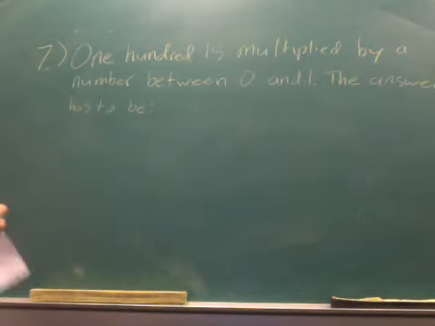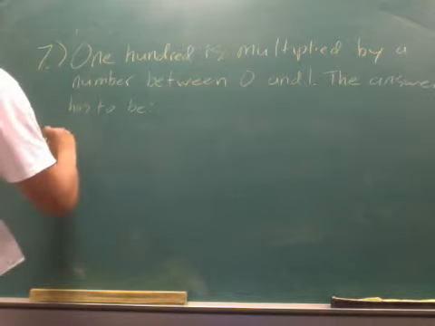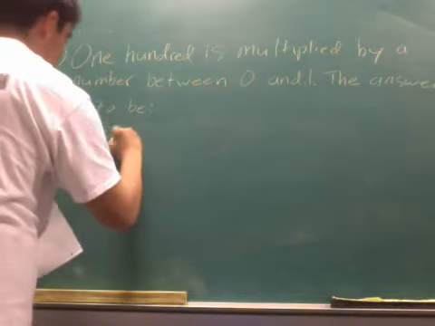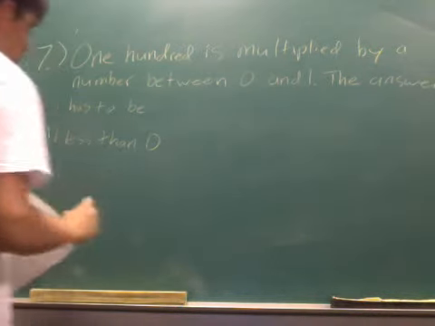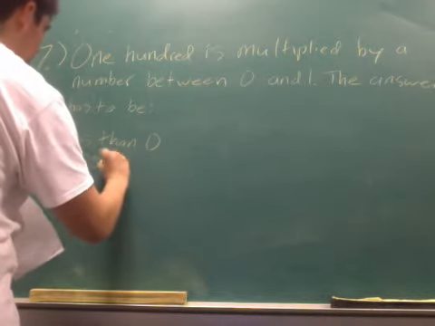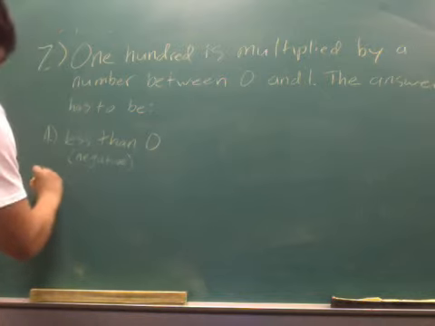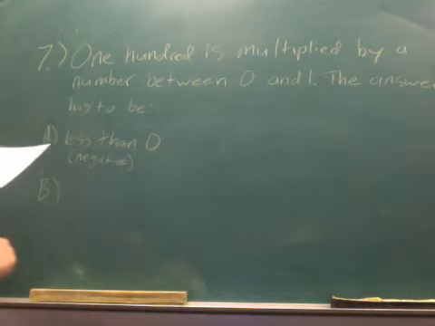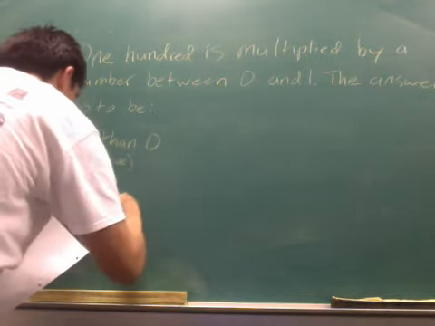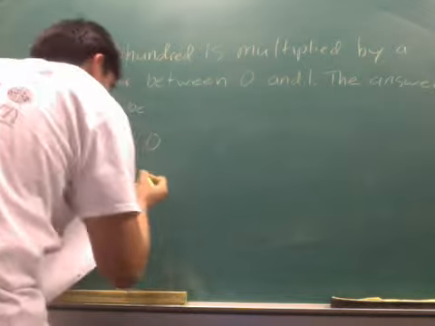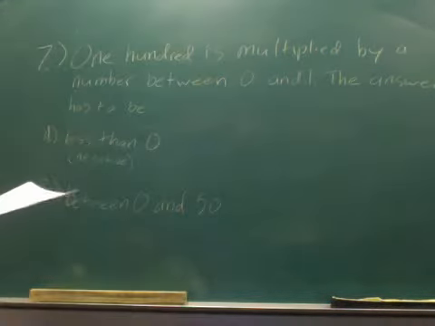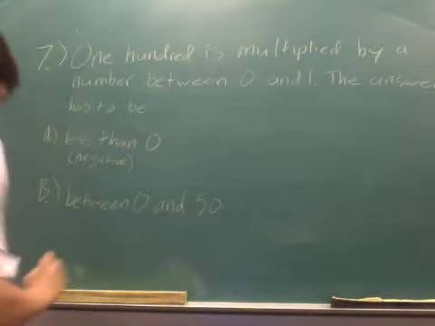And then it gives you these options here. Let's see, we have A, which is less than 0. Another way of saying that is negative, because if anything is less than 0, it's negative. The second option says between 0 and 50, but not 25.